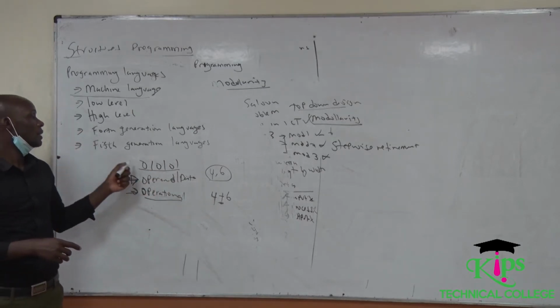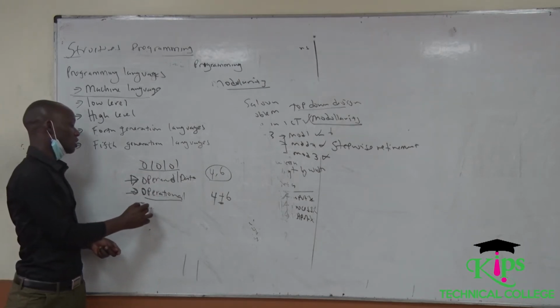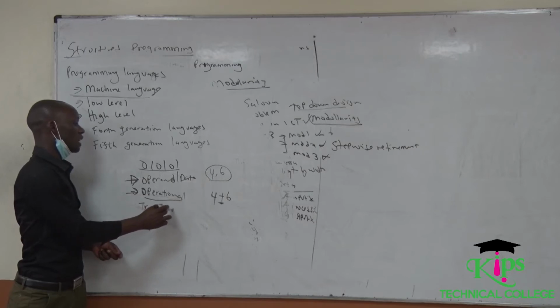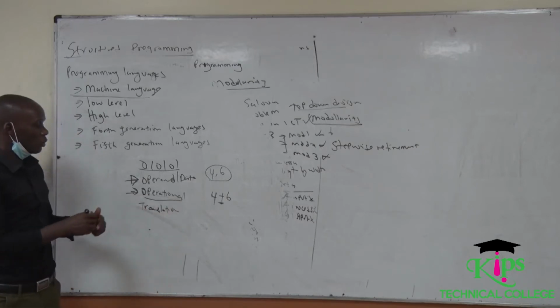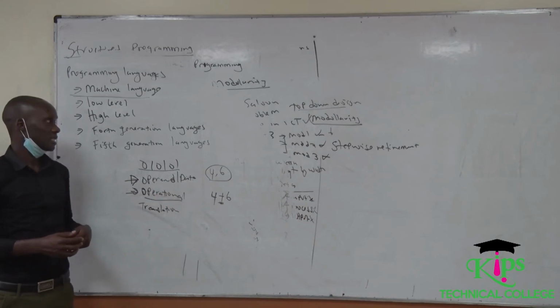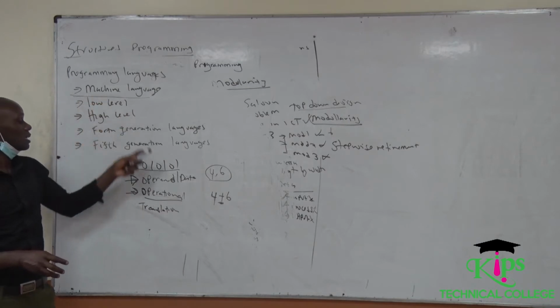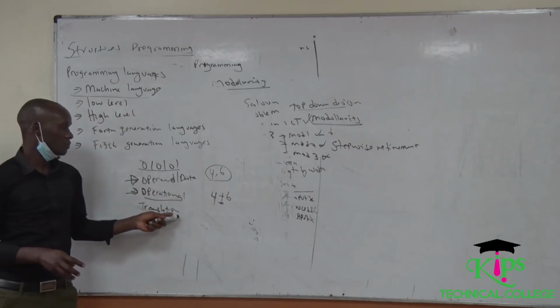Any program written in zeros and ones doesn't require translation, because this language is what we call computer language or binary language, which our computer can understand. So basically, all programs written in machine language don't require translation.